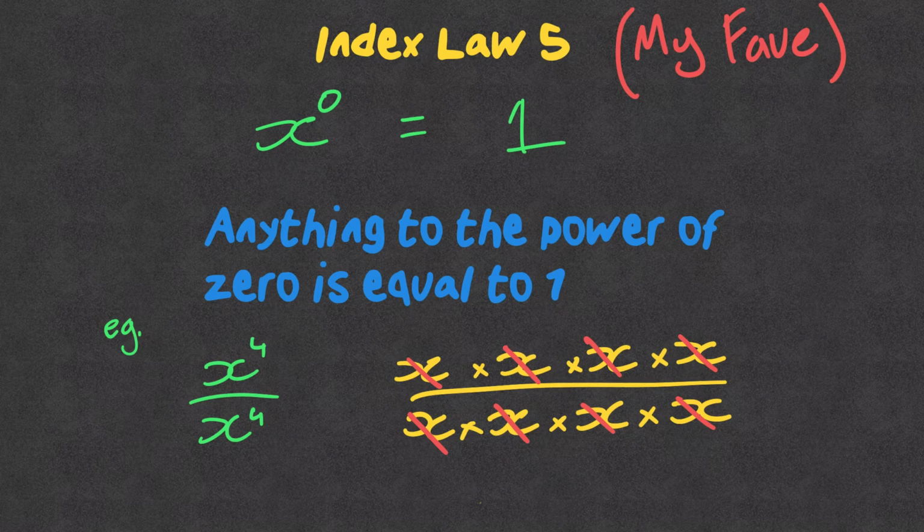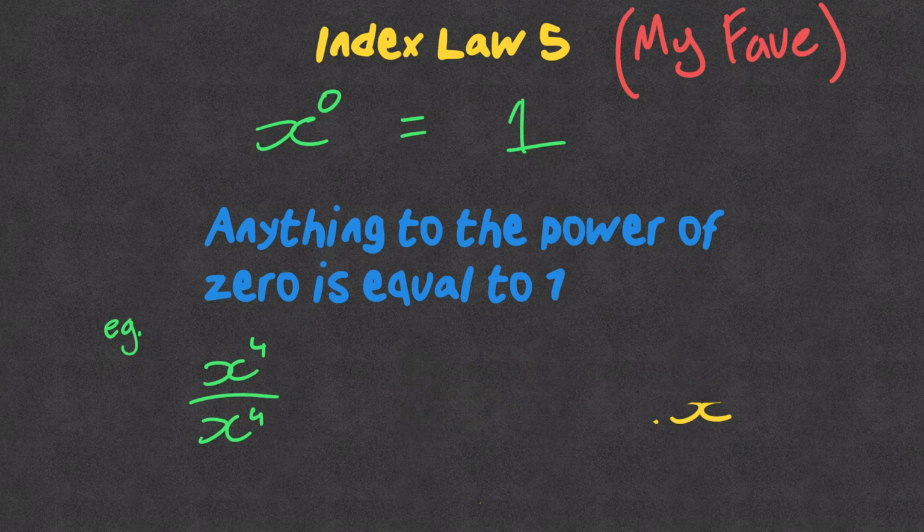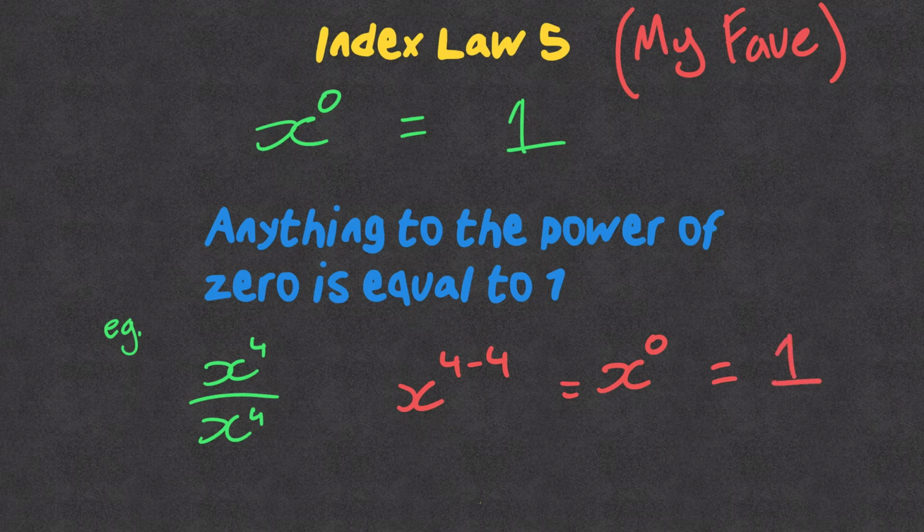Or if we did the other way, and we used index law 2, and did the numerator take the denominator, that'd be x to the power of 4 minus 4, which is equal to x to the 0. Does not equal 0. You could have 100 to the power of 0 and it will equal 1. You could have 1,000,000 to the power of 0 and it will still equal 1. So anything to the power of 0 equals 1.